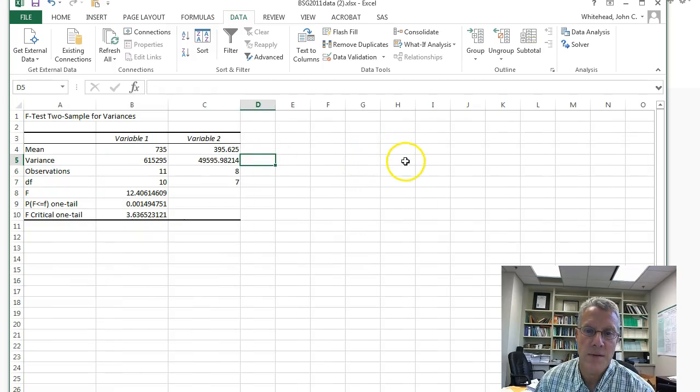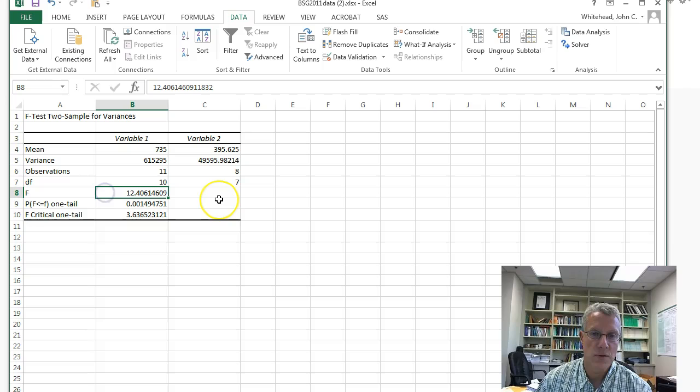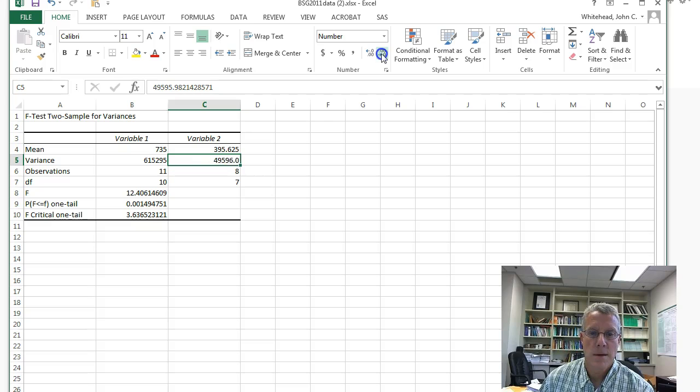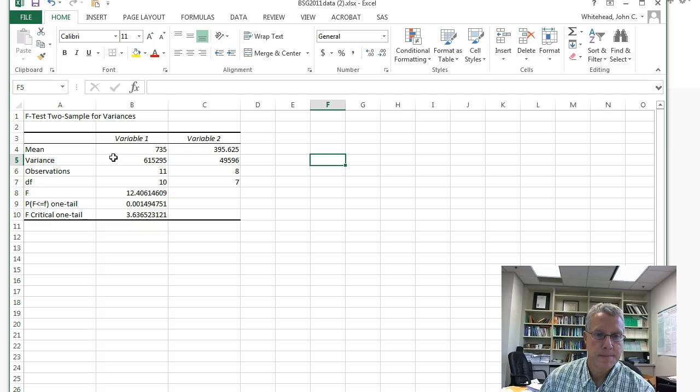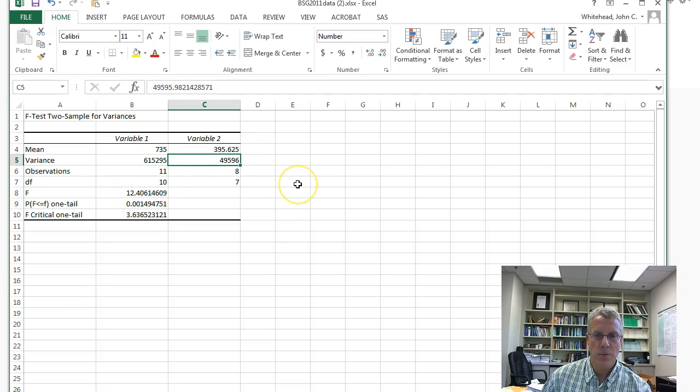This is a folded F-test, so you want to make sure that your F statistic is greater than 1. So that means you want to pick as variable 1 the group that ends up with the greatest variance. Okay, so it looks like the variance for variable 1 is about 12 times greater than for variable 2. The critical value is 3.64.